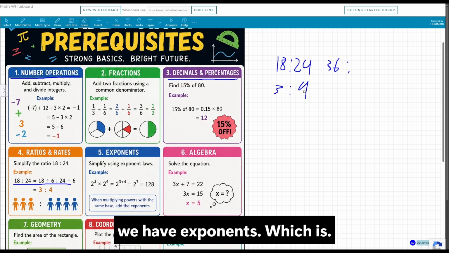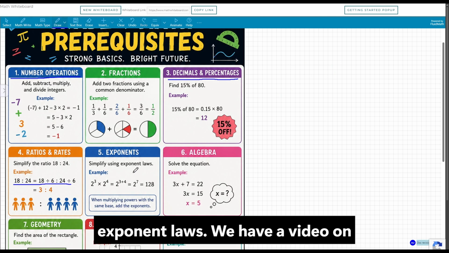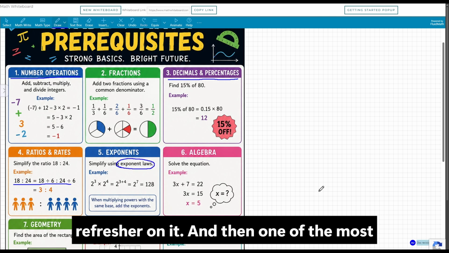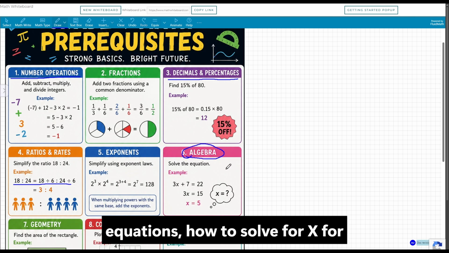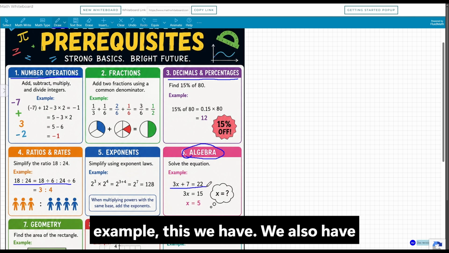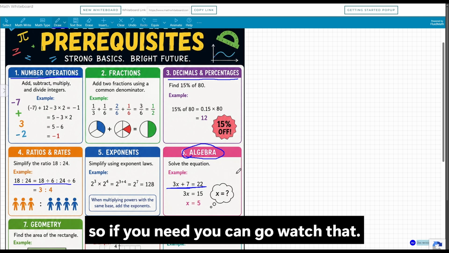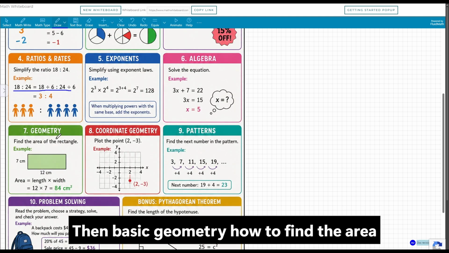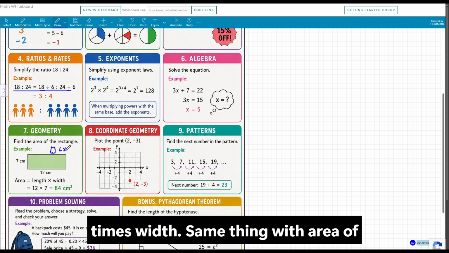Then we have exponents, which is pretty simple as well. To the power of, exponent laws. We have a video on exponent laws as well if you want a refresher on it. And then one of the most important, basic algebra, how to solve equations, how to solve for x. For example, this. We also have another video on how to do basic algebra, so if you need, you can go watch that. Then basic geometry, how to find the area of shapes, area of a square, length times width.